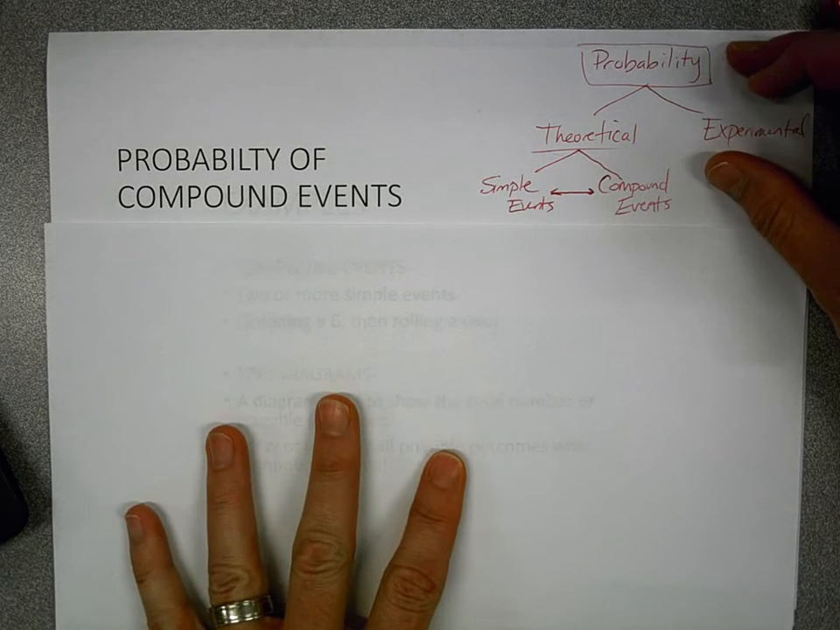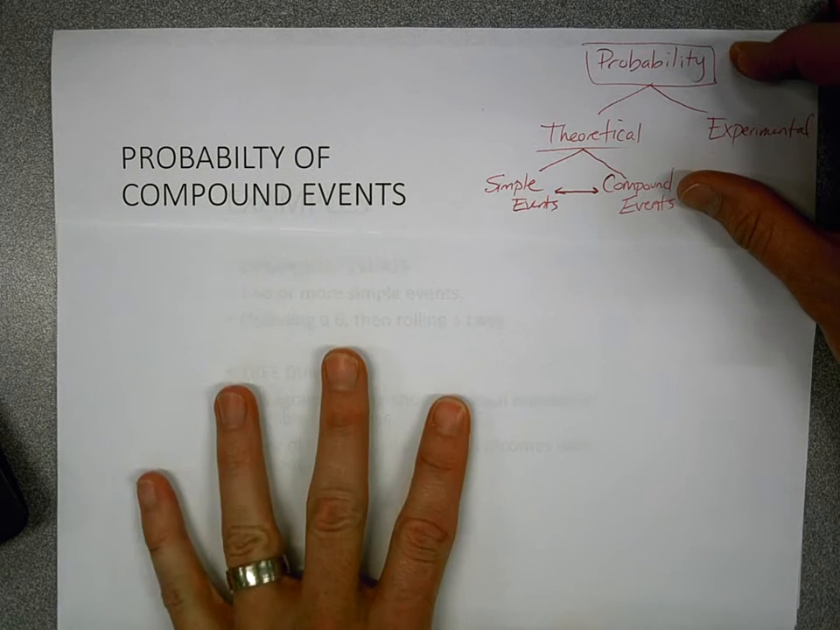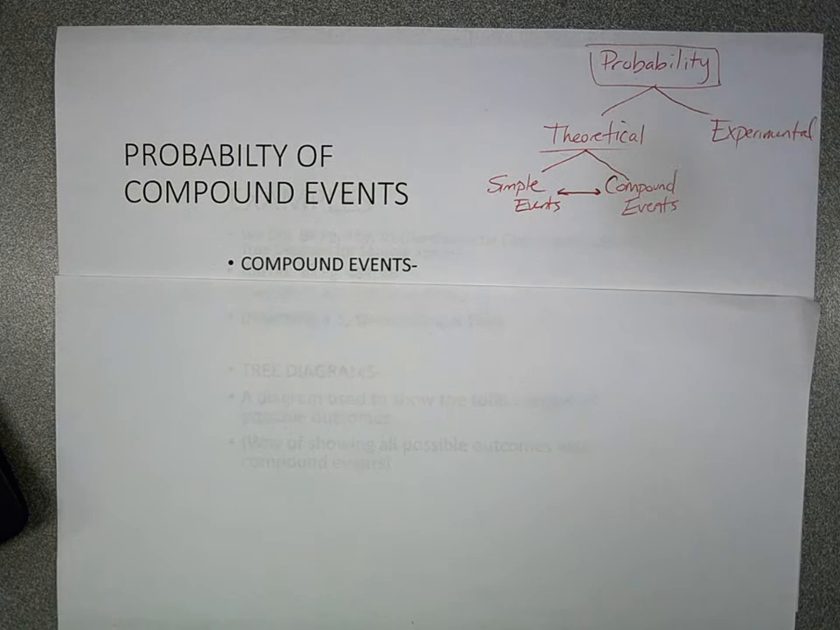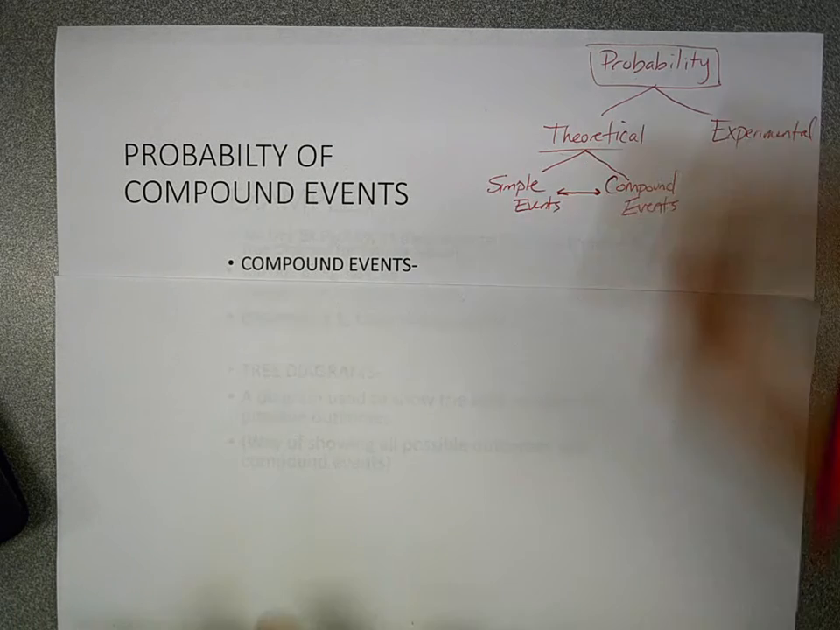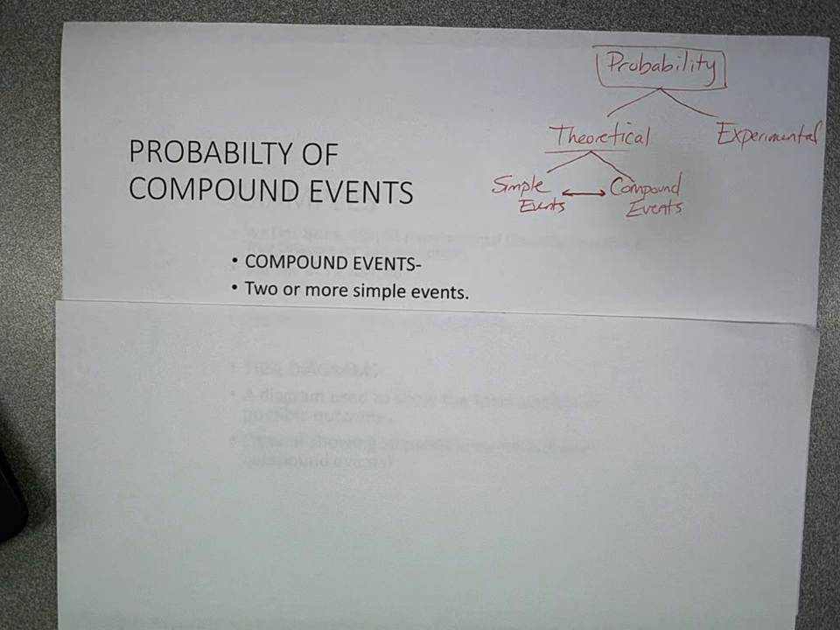All right, so two vocab words. The first one is compound events. Everyone? Compound events. Here's what your book says compound events are: two or more simple events. Two or more simple events.